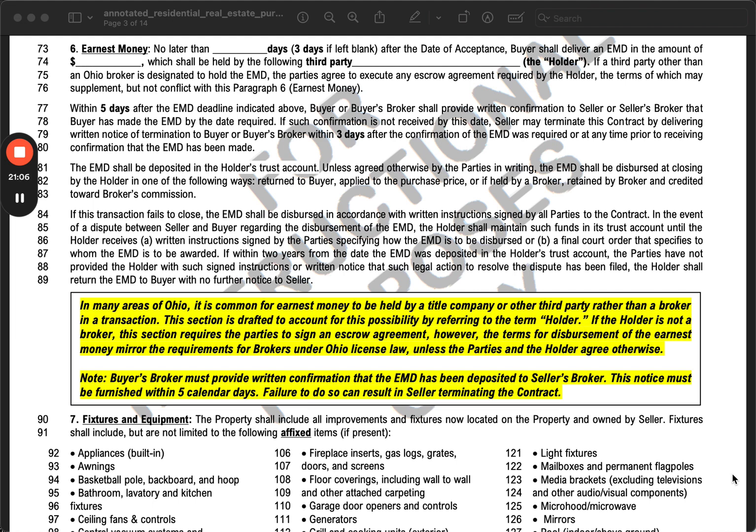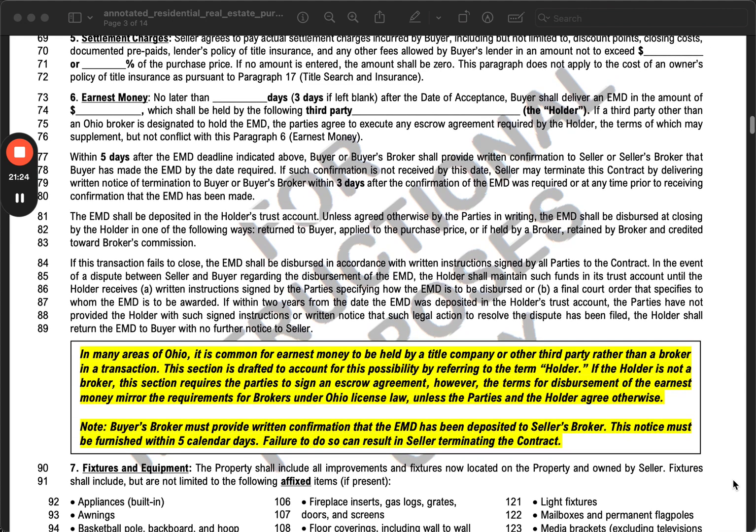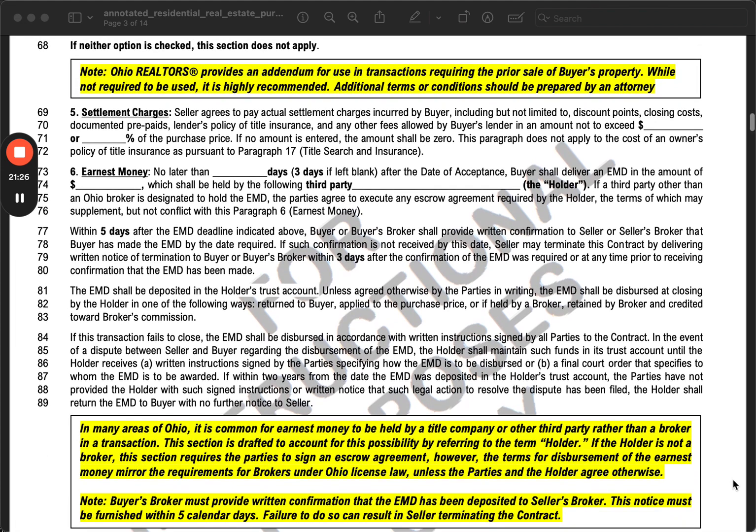Note, the buyer's broker must provide written confirmation that the EMD has been deposited to the seller's broker. This notice must be furnished within 5 calendar days, and failure to do so can result in the seller terminating this contract. I'd like to revisit some areas of this section before we stop here.